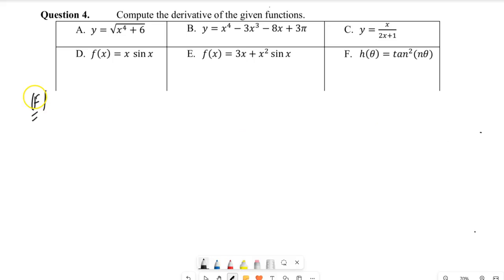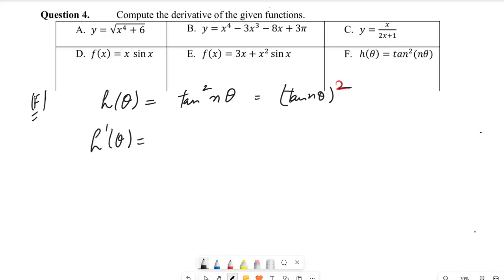Let's work on part F. Here the function is of theta, tangent squared of n theta. This can be written as tangent of n theta to the power 2. So the most outside function here is the power. Then we do the derivative. We first differentiate the most outside function. So the power's derivative is the power comes down, power of tangent theta is 1.